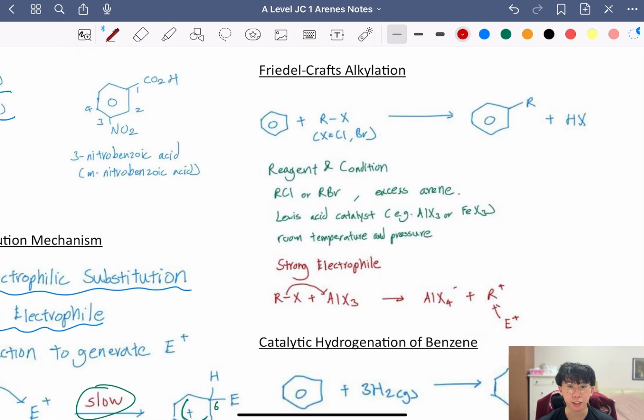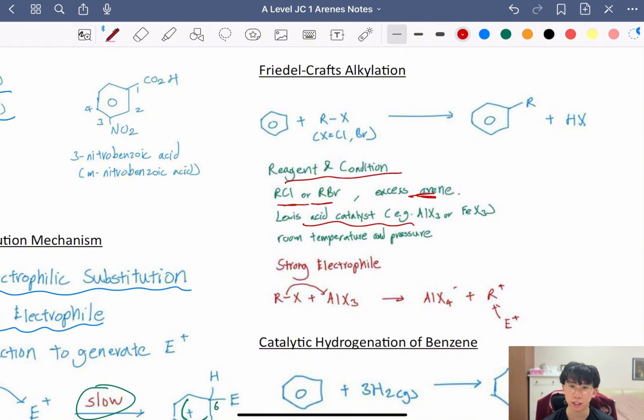And for the next reaction, this is Friedel-Crafts alkylation. So you can actually add any R group into the benzene ring itself by using these reagents and conditions, either RCl or RBr with excess of the arene, and you must of course have a Lewis acid catalyst over here.